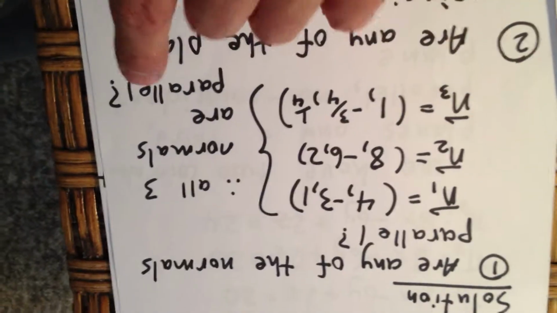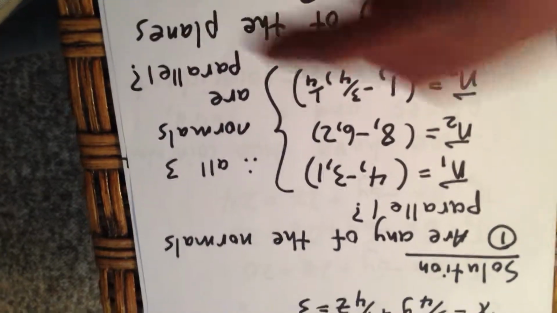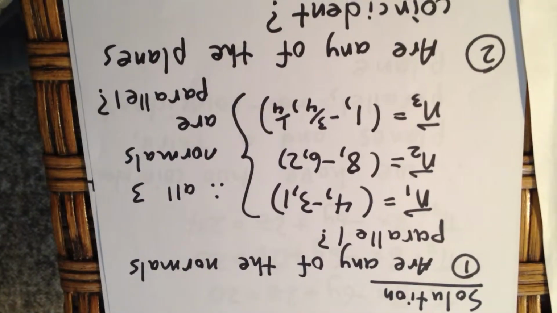I don't know why there's a question mark there. It's a statement, it's not a question. All three normals are parallel.